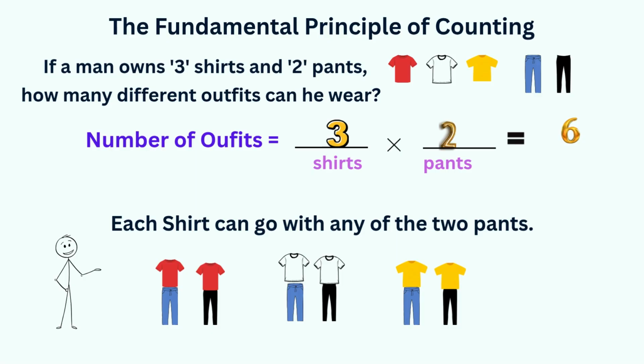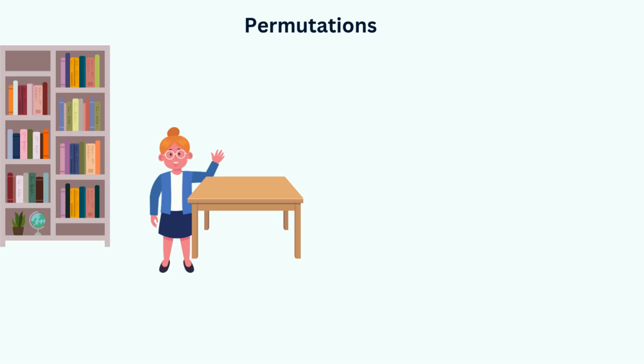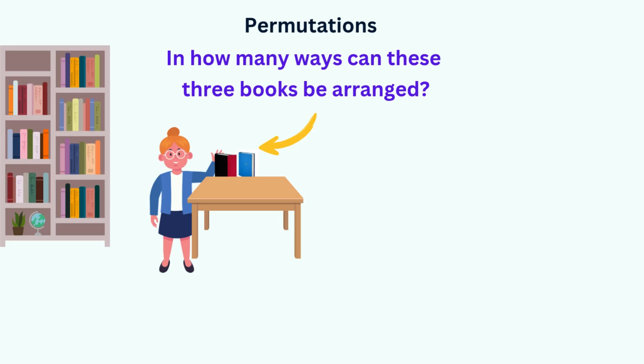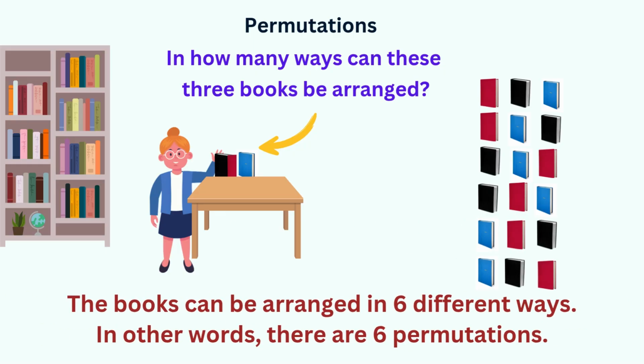Now let's level up this idea to something even more powerful, permutations. Permutations are arrangements of objects where order matters. A librarian is putting these 3 books on a shelf. How many ways can the 3 different books be arranged? She can put red, then black, then blue, or red, then blue, then black. She can arrange the books by colors in any way out of a total of 6 different arrangements or permutations.